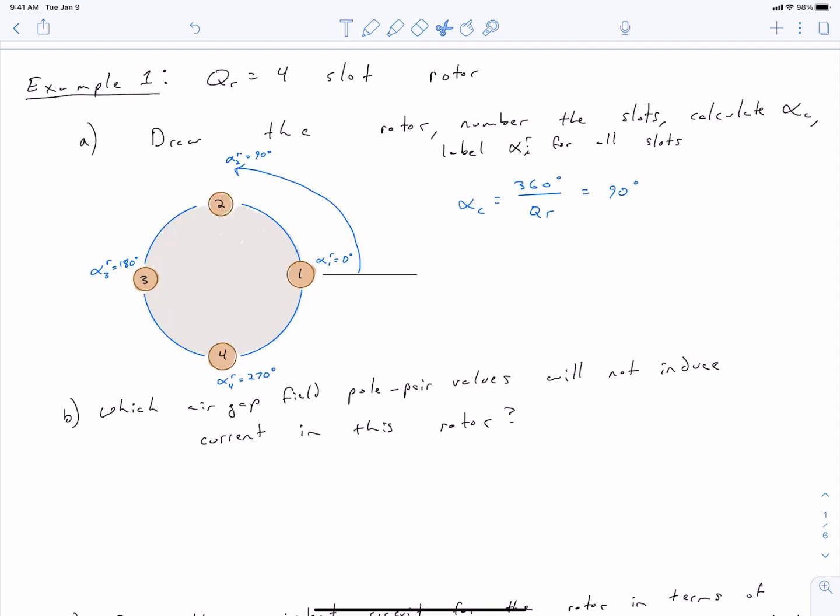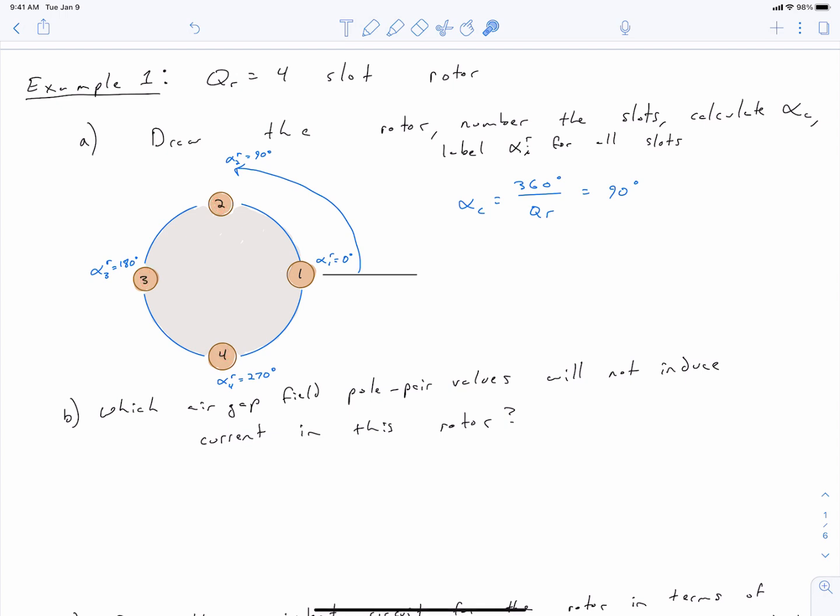Okay, so I've got the solution sketched up here. As we said, we have a 4-slot rotor. I've decided to show slot 1 as being aligned on the horizontal axis at this time. Our angular separation for all the slots is, of course, 90 degrees, so we can calculate alpha C as being 90 degrees. And so slot 2 occurs 90 degrees later, slot 3 is at 180 degrees, and slot 4 is at 270 degrees.